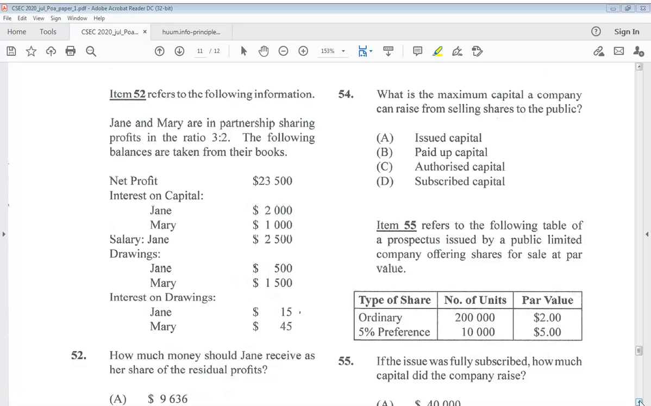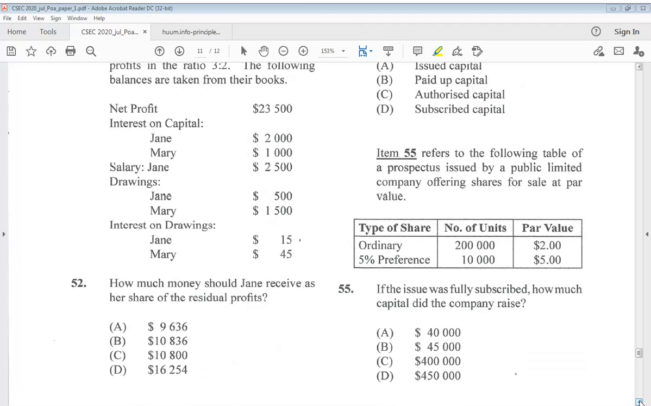Interest on drawings, Jane $15, Mary $45. Now, the question for 52 says, how much money should Jane receive as her share of the residual profits? Is it A, $9,636, B, $10,836, C, $10,800, D, $16,254.